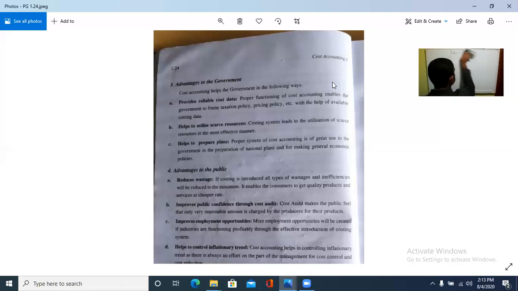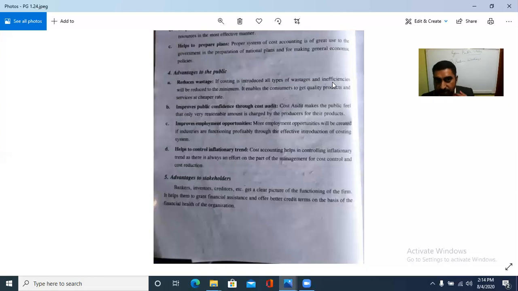We will see the advantages in full today. So advantages to the general public. Wastage should be reduced. Reduce the wastages. If costing is introduced, all types of wastages and inefficiencies will be reduced to the minimum.